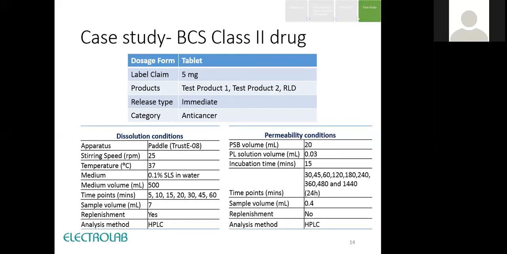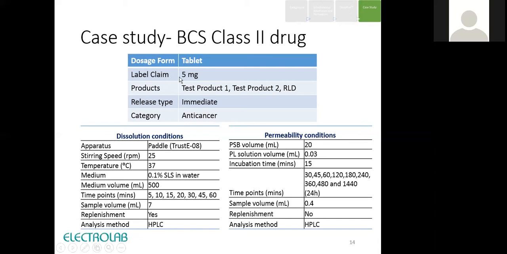So now that we have understood how to set up a Disoflux and conduct a test with Disoflux, let us understand through a case study how to get the data, what data to get, and how to interpret the data to in vivo. So here for the case study, we had taken a tablet dosage form which consisted of a BCS class 2 drug, an anti-cancer drug.